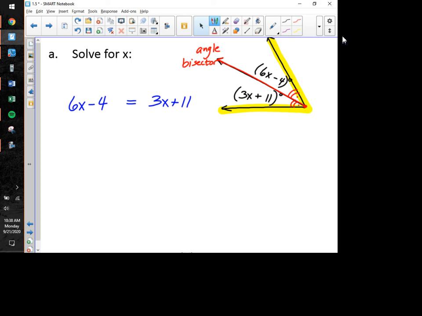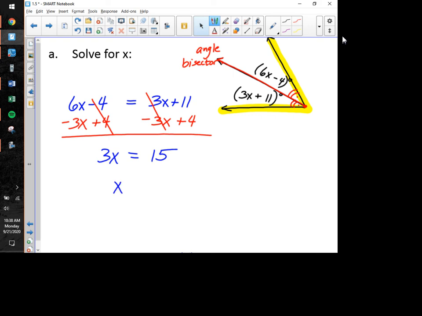So what are we going to do here, everybody? We're going to subtract a 3x from both sides and bring all the variables to the left. At the same time, I want all the constants to move right, so I'm also going to add a 4 on both sides as well. 4's on the left cancel, 3x's on the right cancel. 6x minus 3x is 3x. 11 plus 4 on the right is 15. We divide by 3 and we get x is equal to 5.